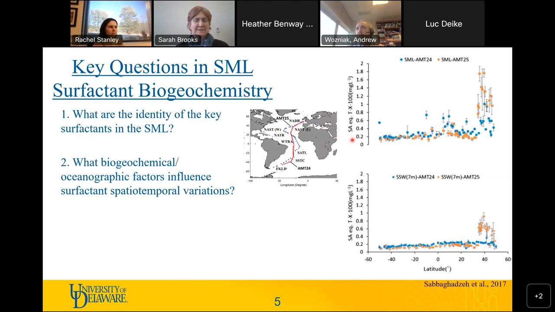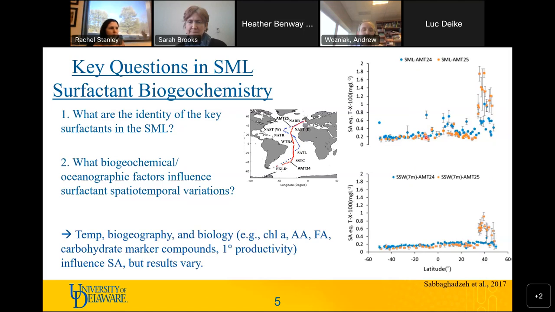Now, we know from great work by many groups, including this paper by Sabagadze et al., that we do get variations in surfactant activity. Sabagadze et al. conducted two cruises in the Atlantic, marked by the blue and the red dots here. And they analyzed surfactant activity in the microlayer on the top and the subsurface water on the bottom. And you can see that there's certainly variations latitudinally, with a lot of surfactant activity in the northern polar regions.